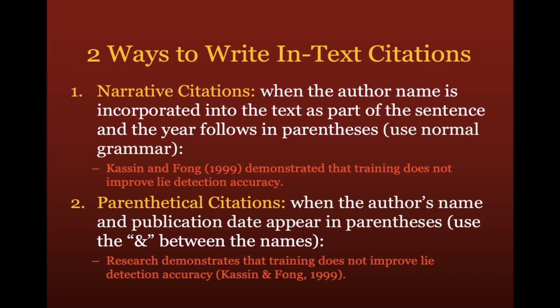The parenthetical citation approach is when the authors' names and publication date appear in parentheses at the end of the sentence. So, where the authors' names are not incorporated into the sentence itself. So for this example, research demonstrates that training does not improve lie detection accuracy. Then you have Casson and Fong, 1999. Now, for the parenthetical, just make sure that you use the ampersand before the last author. When you're writing in the narrative form, you'd use the actual word "and," but when you're using the parenthetical form, you want to have an ampersand before the last author's name.